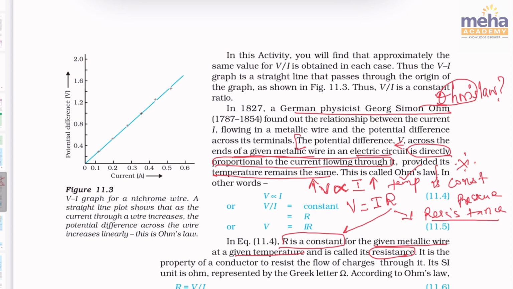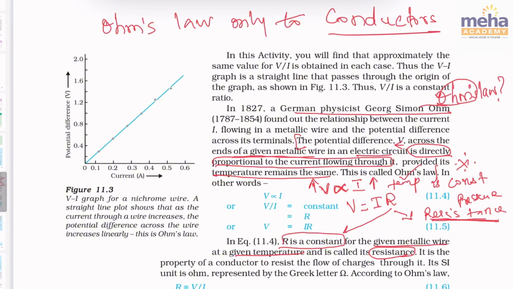V is the potential difference, I is the current flowing through the metallic wire in an electric circuit, R is the resistance. Also, we apply this Ohm's law only to conductors, because we know there are different types of materials, namely conductors, insulators, semiconductors and superconductors. So Ohm's law we only apply to conductors. Then, where do you see Ohm's law in real life? Before talking about the real life application, we will understand better about this resistance.